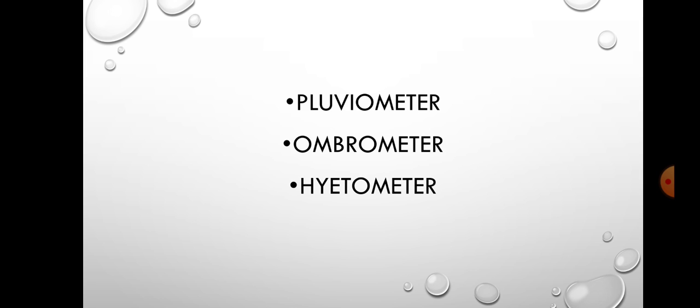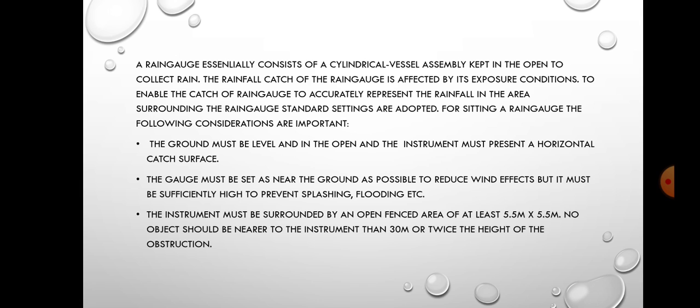So, these are the other terms for the rain gauge: pluviometer, ombrometer, and hyetometer. A rain gauge essentially consists of a cylindrical vessel assembly kept in the open to collect rain. The rainfall catch of a rain gauge is affected by its exposure conditions, to enable the catch of the rain gauge to accurately represent the rainfall in the surrounding area.